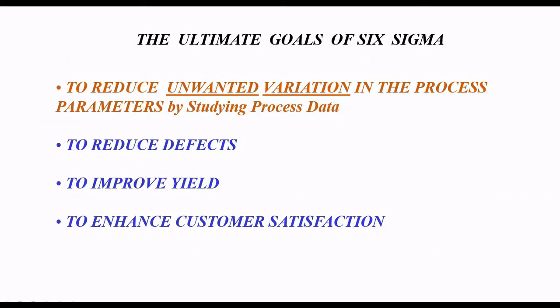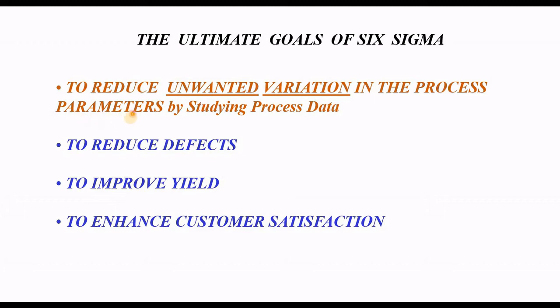What are the ultimate goals of Six Sigma, and what does it really focus on? How does it really deliver the results? The magic that Six Sigma does is to focus on unwanted variation. You must focus on this word, variation, because this will come to you again and again in your journey of learning the Six Sigma Green Belt program in this series. So we are here to reduce the unwanted variation in the process parameters.